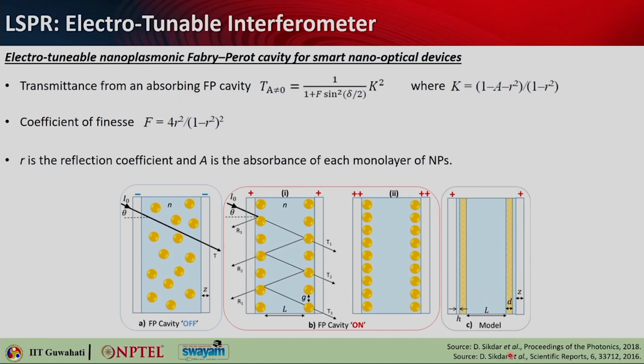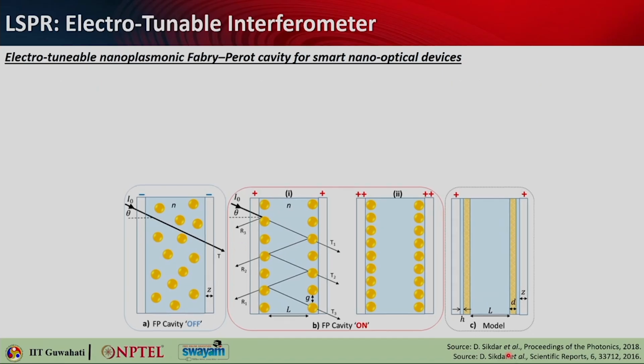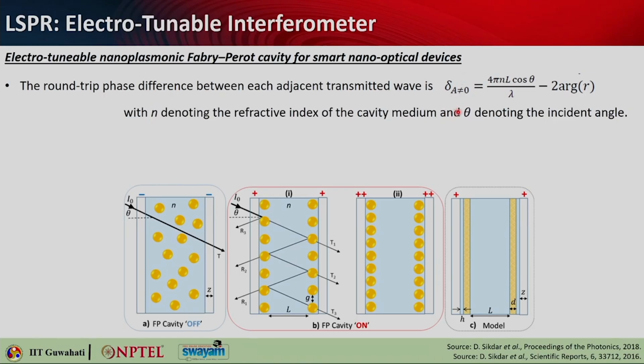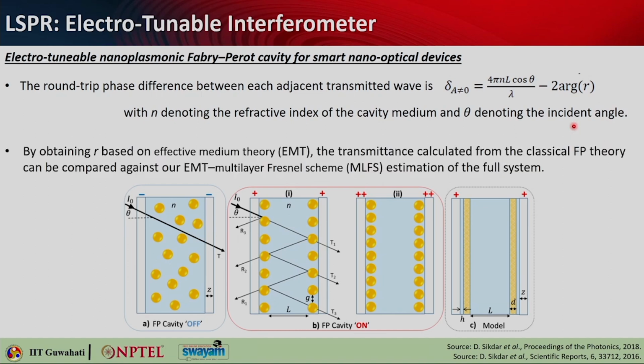So this is one of my research works which has been published long back, and with that I will show you some of the results. So here the delta, which is the round trip phase difference, okay, that also can be seen is basically a function of R. So by changing R you are able to change this one as well.